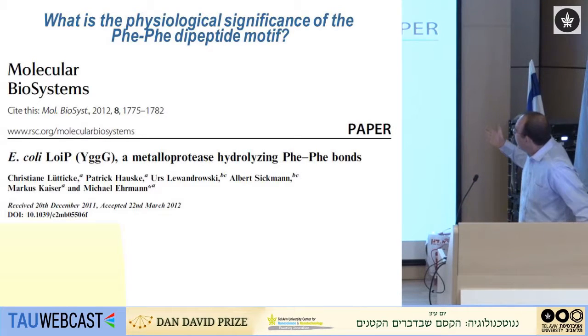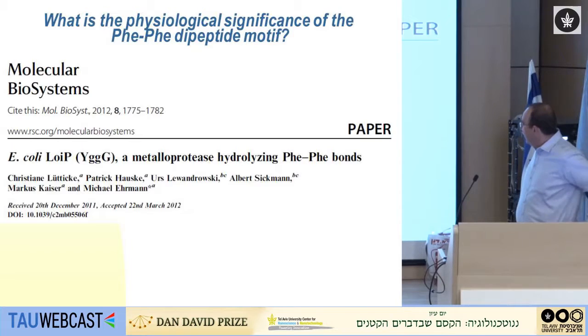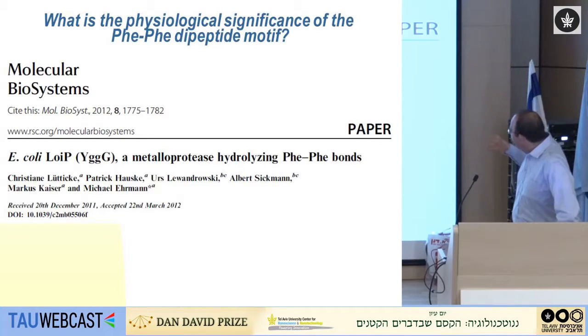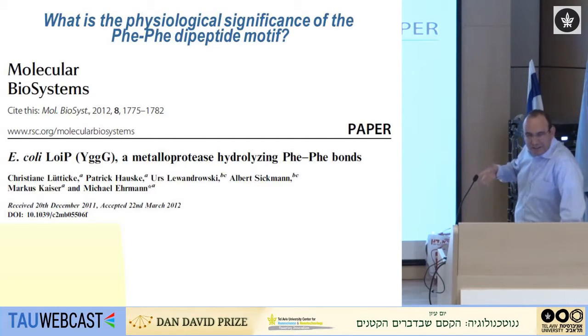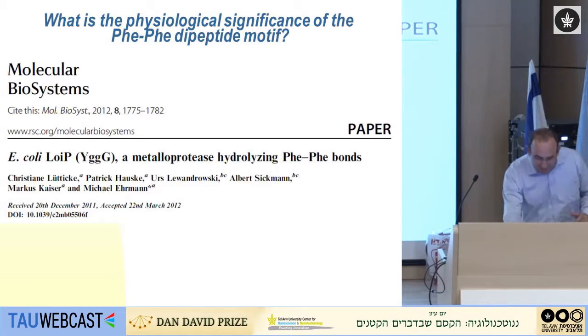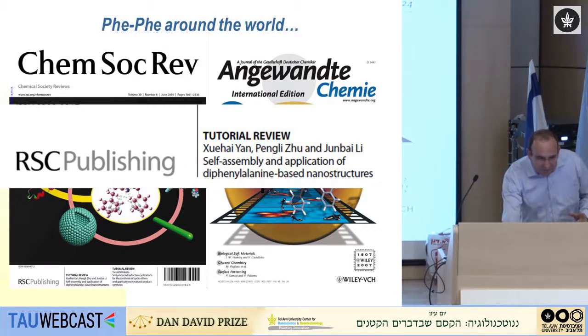But for things like bacteria, they need some way to control the formation of the structures, and indeed, a few years ago there was a finding of an enzyme whose only activity is to cut the diphenylalanine motif, proving the importance of such structures. I will skip this, and diphenylalanine is now studied by many groups.